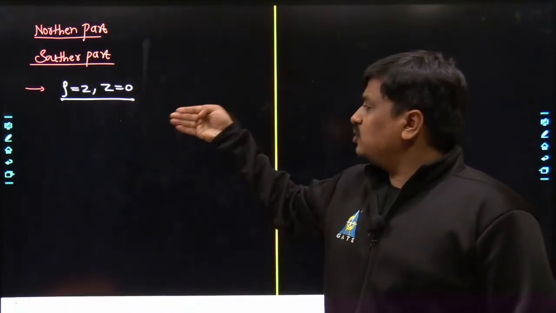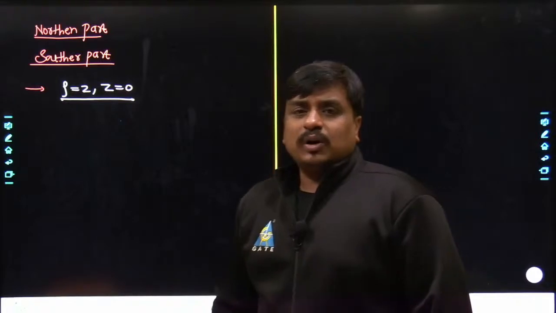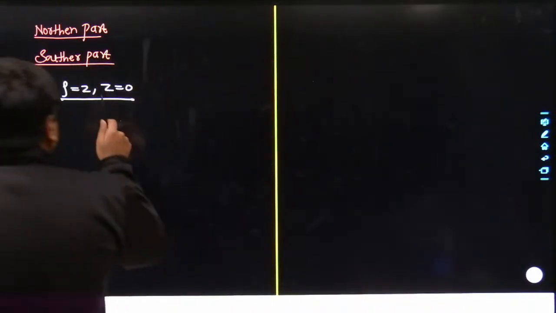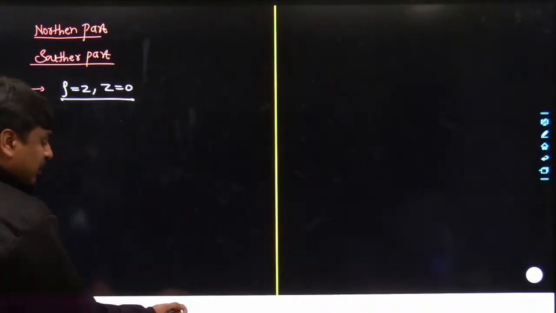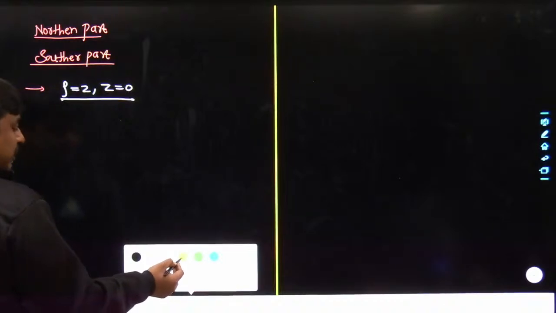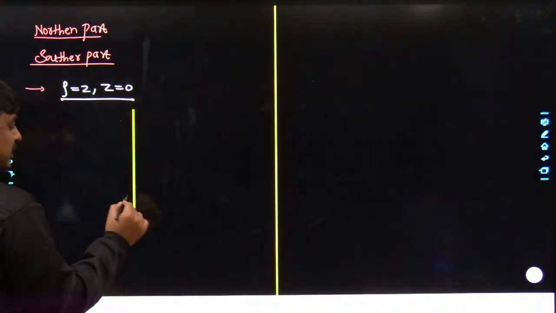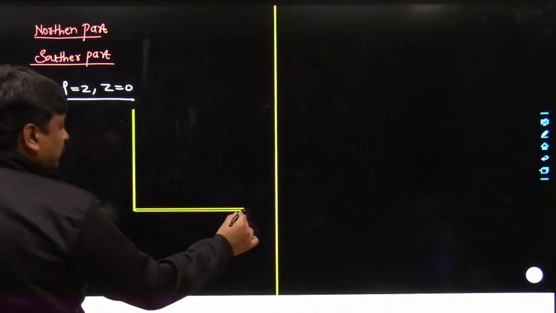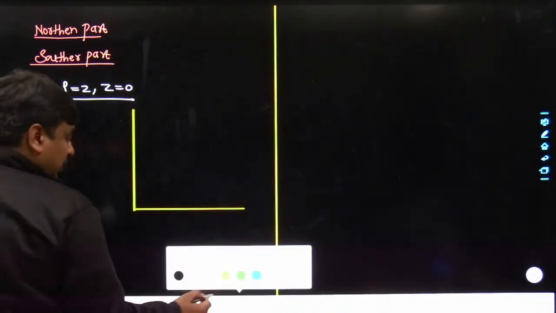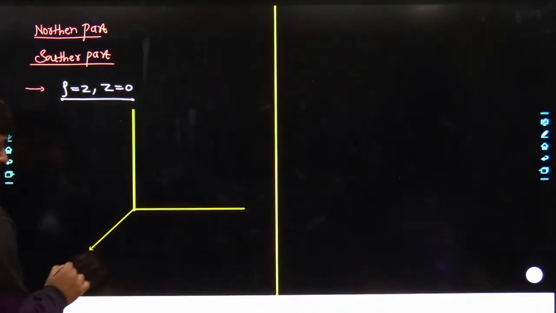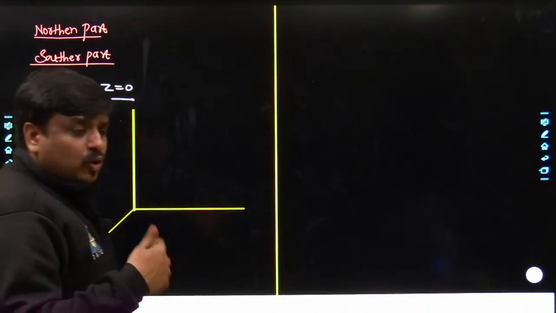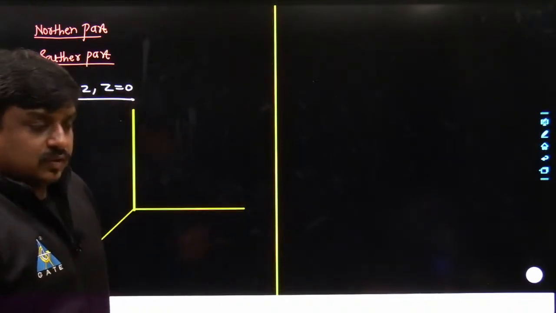Tell me, rho is equal to 2 and z is equal to 0. What about this structure, my dear friends? The z has become 0. What does that mean? That means whatever the structure would be, by default it would be made over the z is equal to 0 plane only. That means the structure cannot go beyond z is equal to 0.